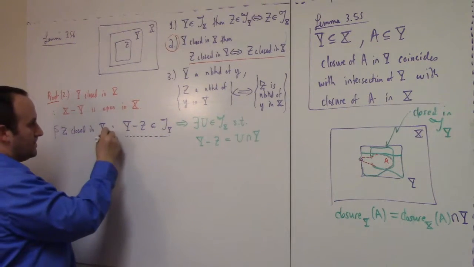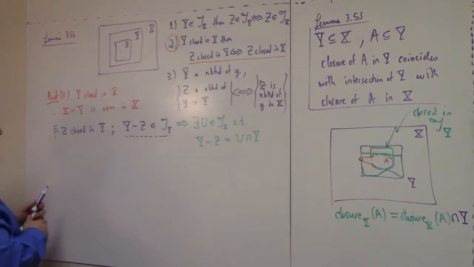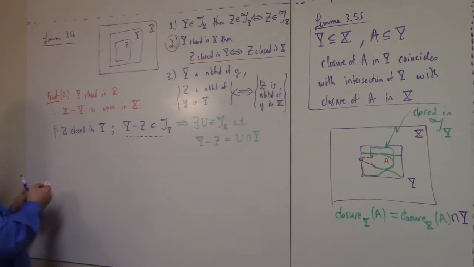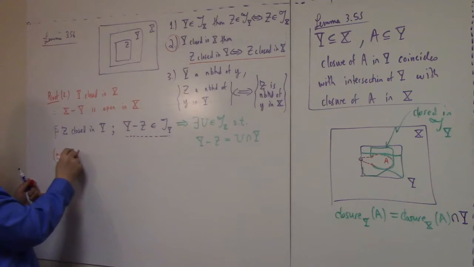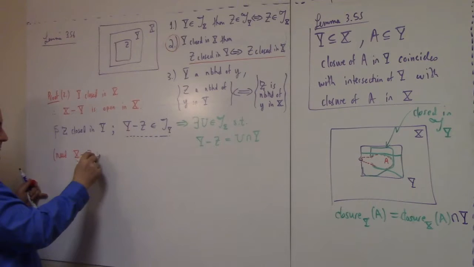What am I trying to prove? I'm trying to prove Z is closed in X, right? So my goal is to show that X minus Z is open.